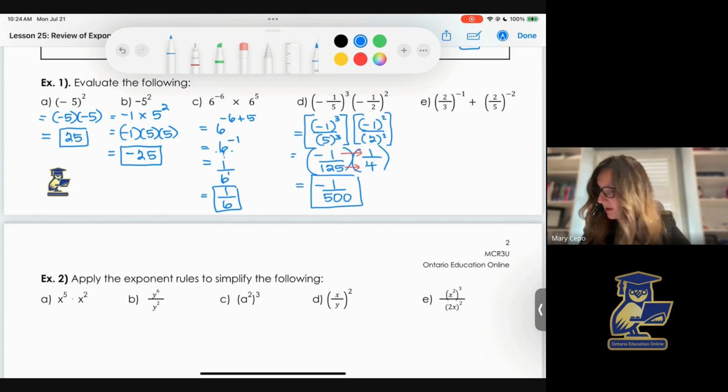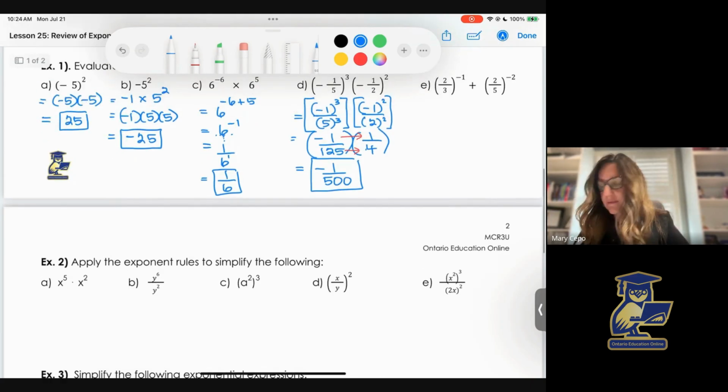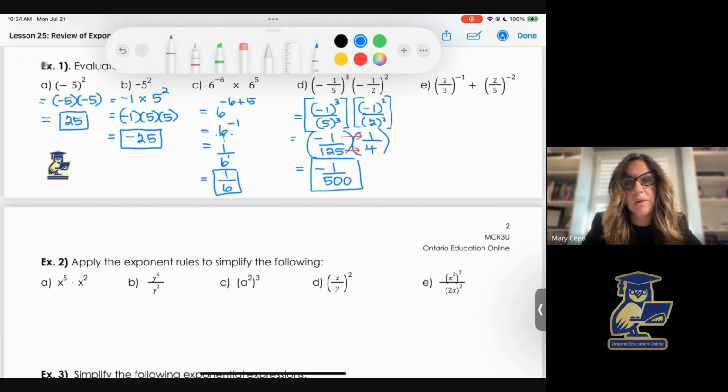Okay, moving on, we have, again, bases that are not the same. So we can't apply any of the exponent rules. We're taking a power plus a power, and again, no exponent rules apply because the bases are not the same. There really is no exponent rule for adding two powers. Okay, so let's first deal with the negative exponent.